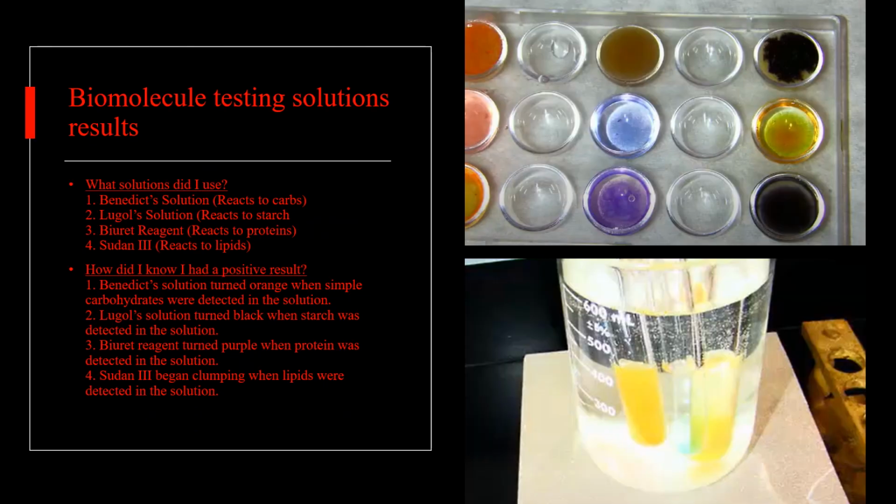Biomolecule test results. What solutions did I use? I used Benedict's solution, Lugol's solution, Biuret's solution, and Sudan III. How did I know I had a positive result? Benedict's solution turned orange when simple carbohydrates were detected in the solution. Lugol's solution turned black when starch was detected in the solution. Biuret's reagent turned purple when protein was detected in the solution. Sudan III began clumping when lipids were detected in the solution.